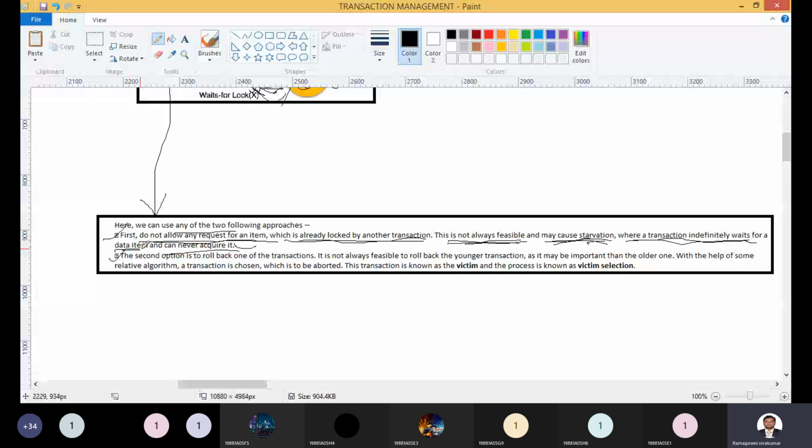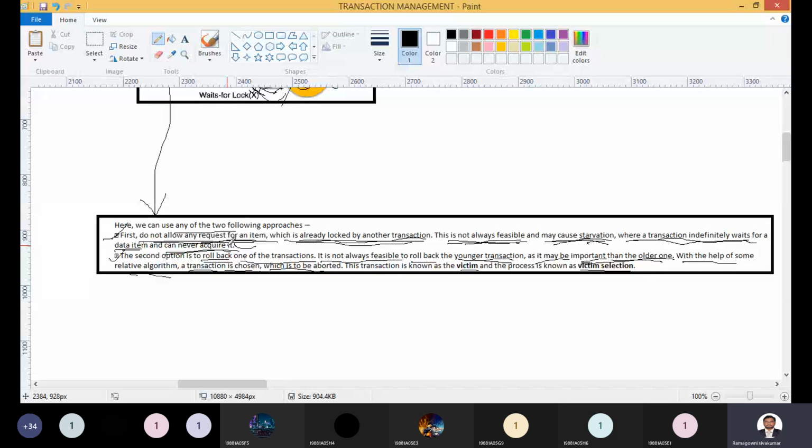Okay, we have two approaches here. The first approach is not allowing requests for a data item which is already locked by another transaction. This is not feasible. Why? It may cause starvation. That means when a transaction indefinitely waits for a data item and can never acquire it, we cannot access it.